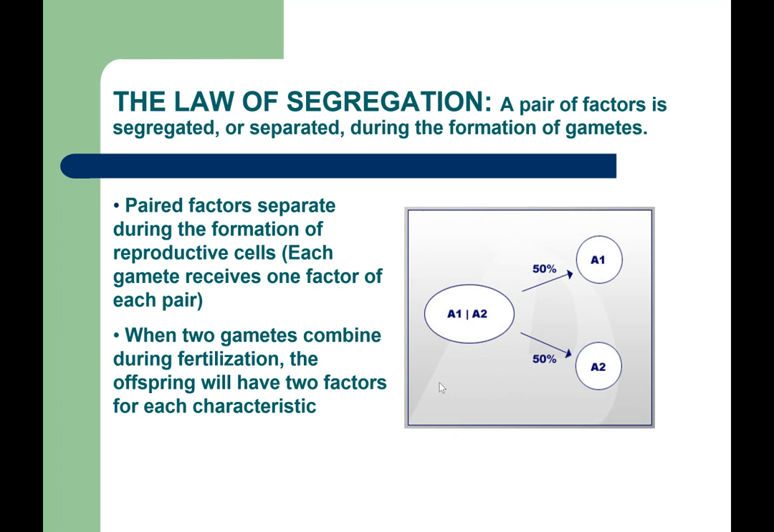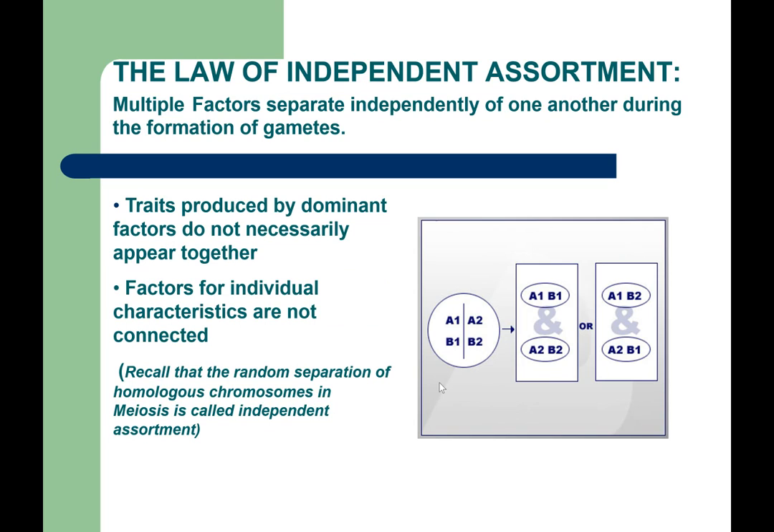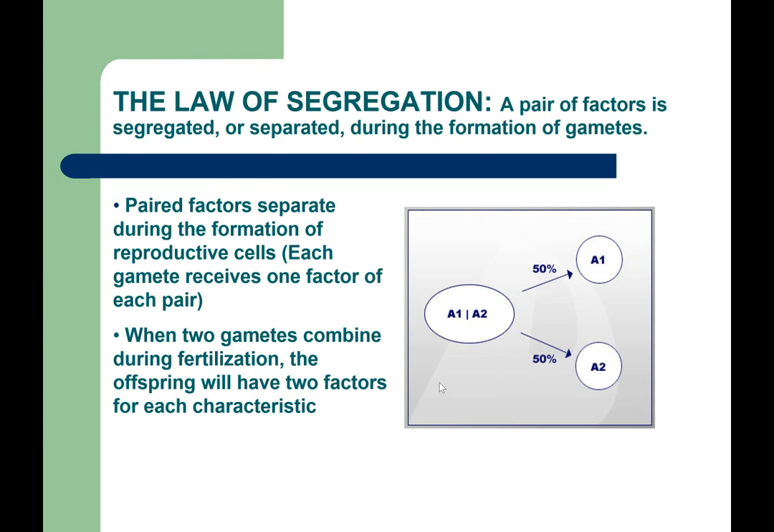Okay, this brings us to two laws. We have two laws that we talk about here, the law of segregation and the law of independent assortment. What this means is paired factors, paired alleles, let's say dominant and recessive, separate during the formation of the gametes, because you're going from diploid to haploid when you're talking about the formation of gametes.